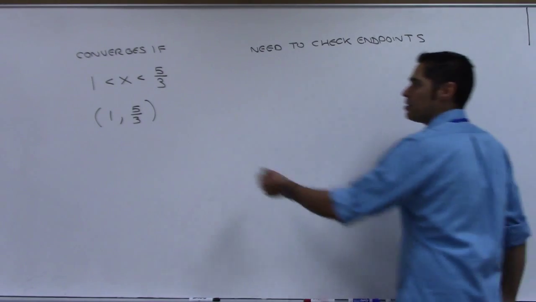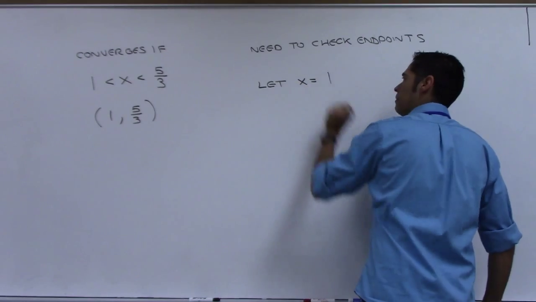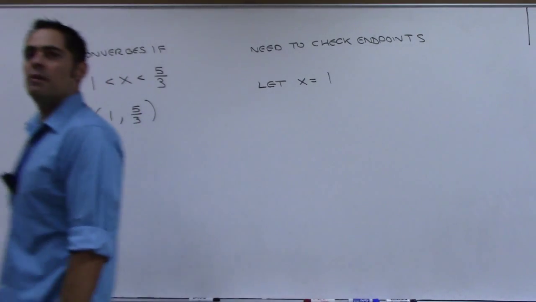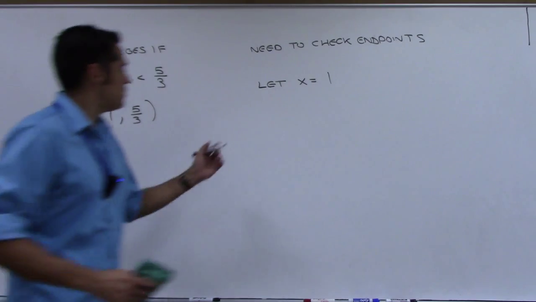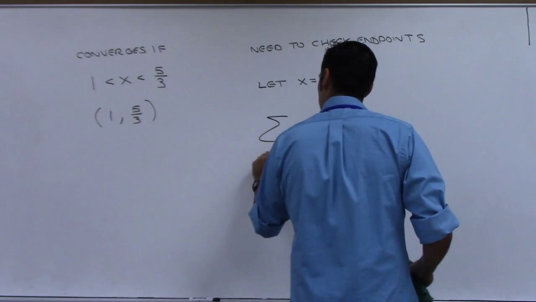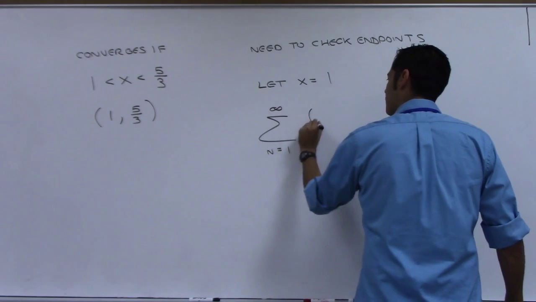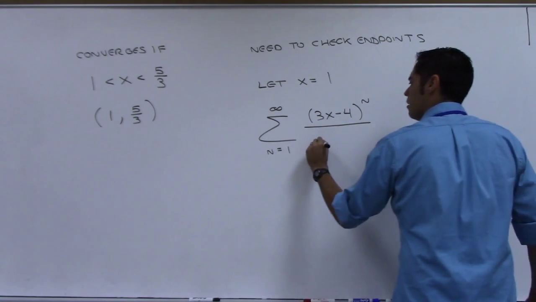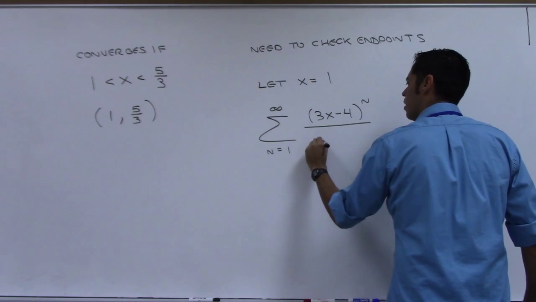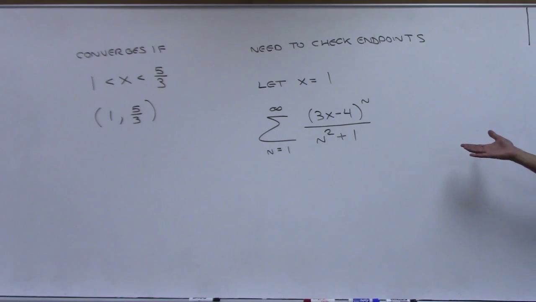So let me just start. I'll start with, let x be 1. Let's start with the left endpoint. I would like to know if I let x be 1 into that power series, what happens? Does everyone remember what the power series was? Sum n equals 1 to infinity of (3x minus 4) to the n over, was it n squared plus 1? That was the original power series as presented to you at the beginning of the problem, right?